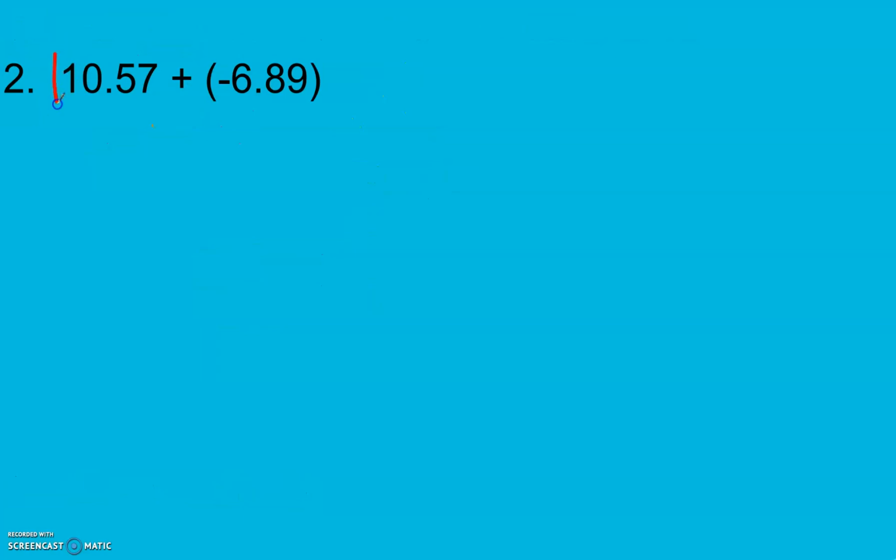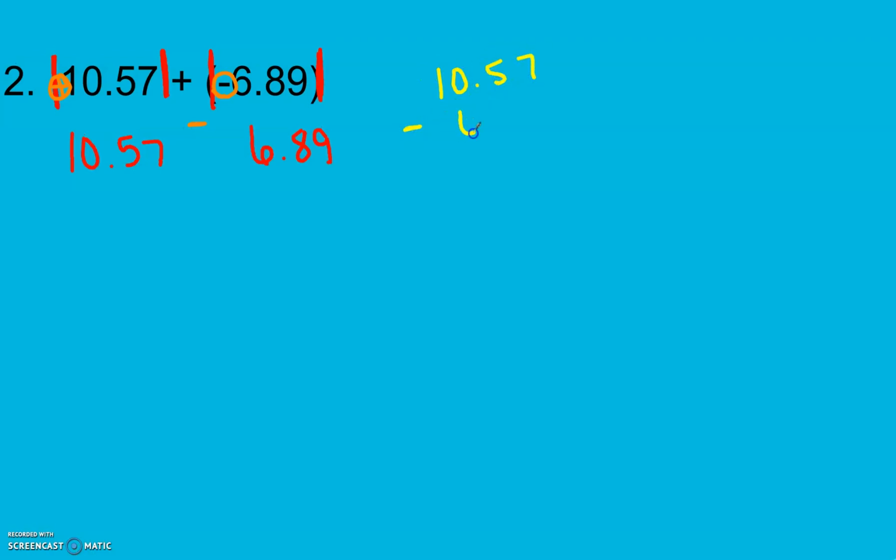On 2 here, I'm going to take the absolute value of both of my numbers, 10.57 and 6.89. Now if I look, I have a negative and a positive. So I'm going to subtract bigger minus, again, we're subtracting smaller. We line up our decimals.